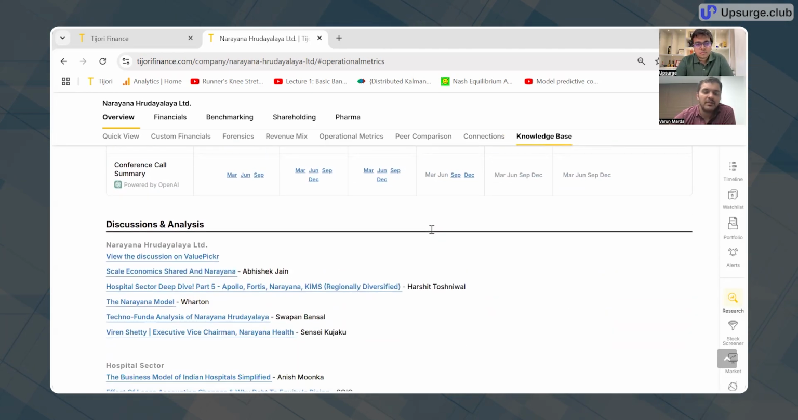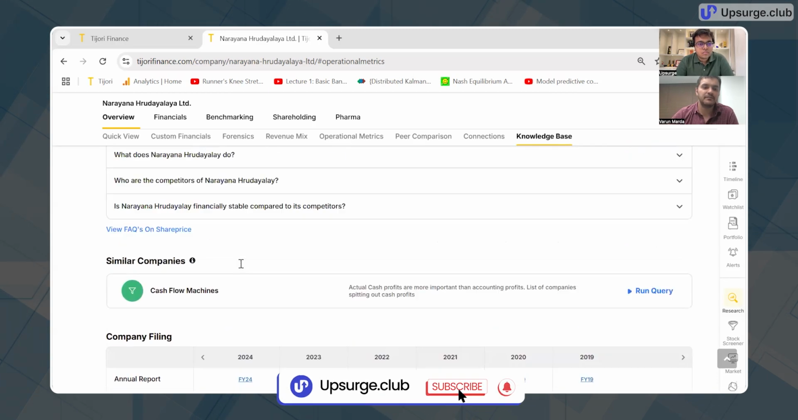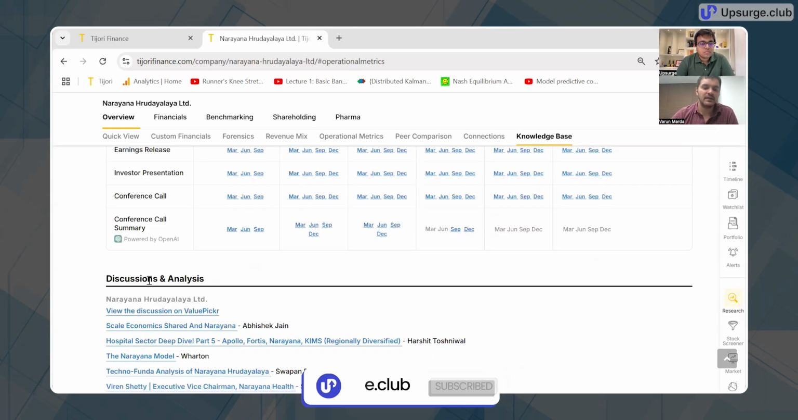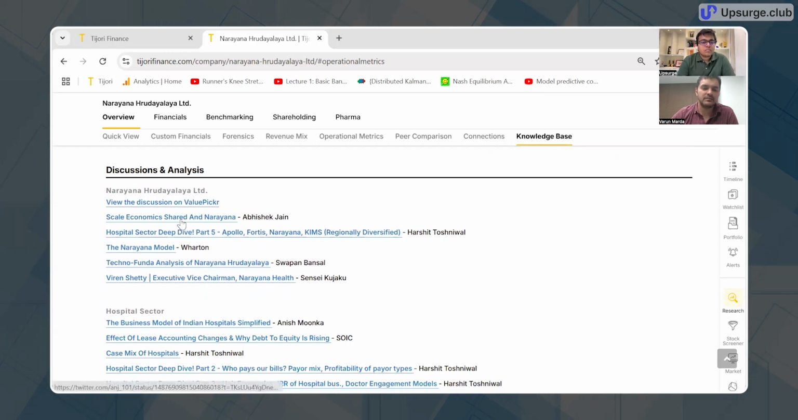One more thing that people might find useful is, when you're doing research on a company, you can read the financial statements and go through the information that we've indexed here. You'll also want to see how other people have researched this company. So we have a section called knowledge base over here. If I go to the discussion and analysis section, I can click on any of these links and it'll take me to, for example, the Narayana model.